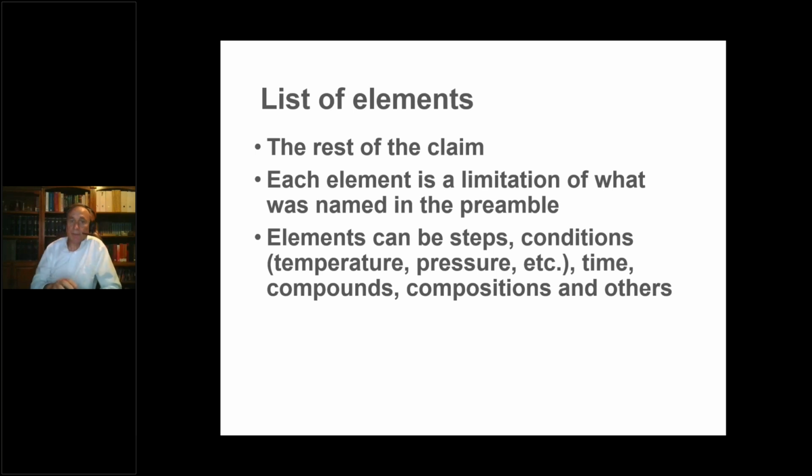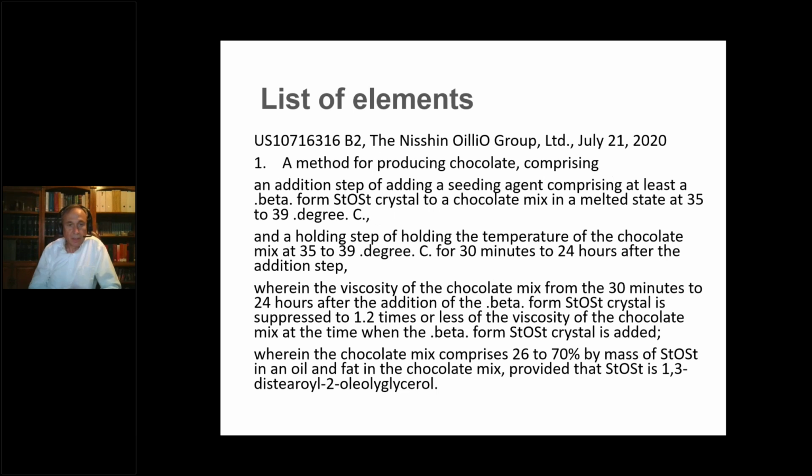So here's an example. This is from the Nisshin Oillio group, and we see here a method for producing chocolate. Okay, so it's a method claim, right? It's a method for producing chocolate. And then we see the transitional phrase, which is comprising. And then we see a list of elements.